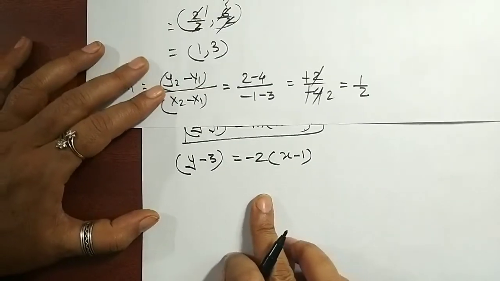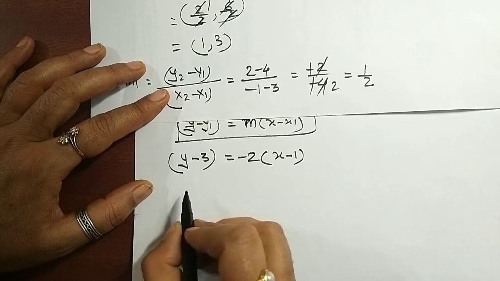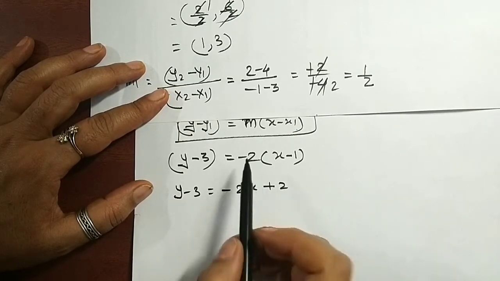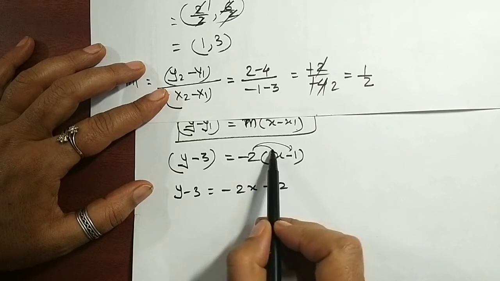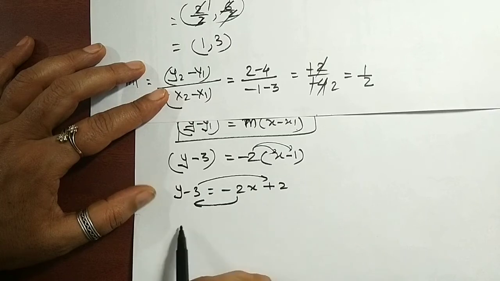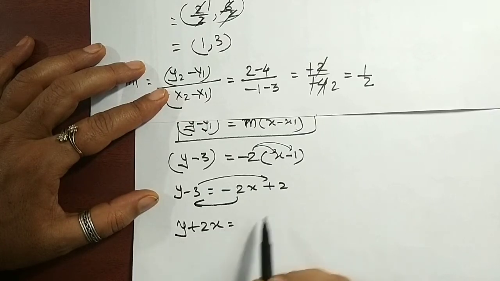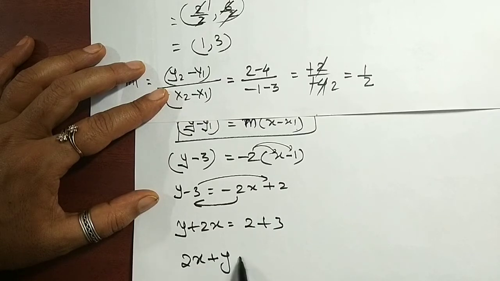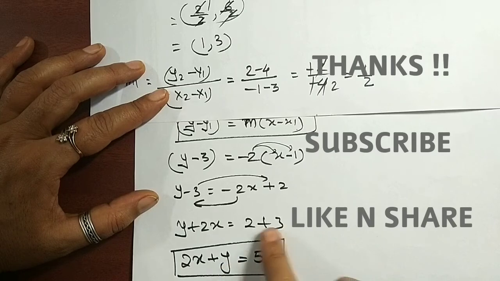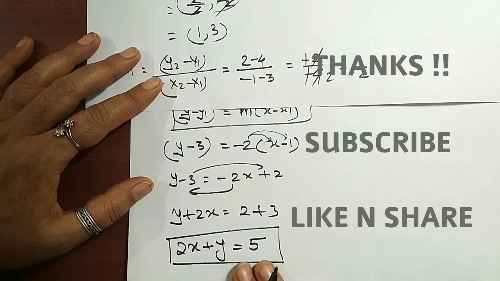Now I am getting y minus 3 equals minus 2x plus 2. See, minus I am multiplying with this and this, correct? Okay, so let me take this and numbers this side. So y plus 2x is 2 plus 3. So it is 2x plus y is equal to 5. This is my equation of line. I am just changing the order. 2x first and y then. And 3 plus 2 is 5. So this is my final equation.